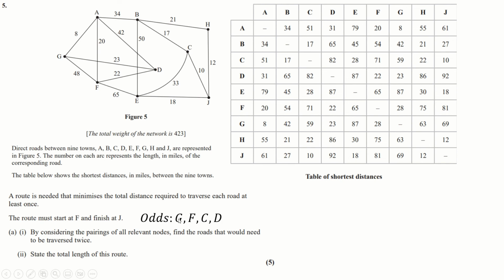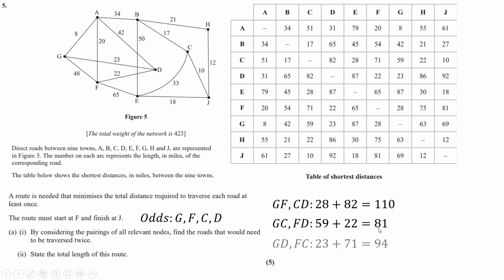So now let's just consider the pairings G, F, and C, D we can look at first. You just look in the table. G to F is 28, and C to D is 82. So you add those together. Then we consider maybe G to C and F to D. Again, look in the table, find them. And then the last pairing is this. You select the shortest, and then you actually have to look here, because this isn't necessarily just going from G to C, right? In fact, you can't go from G to C.